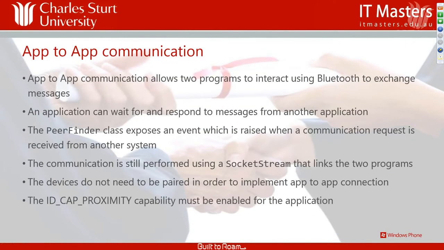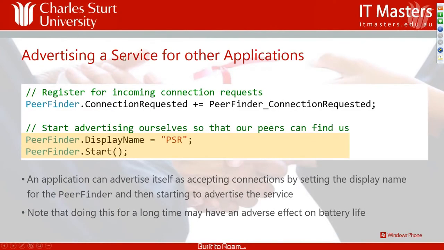App-to-app communication is slightly different. You do still need the proximity capability, but the important thing to note here is that the devices don't need to be paired. So, for example, if I've got my application running on two different Windows Phone devices, I don't need those devices to actually be paired in order to establish a socket connection between those two. The process is relatively straightforward.